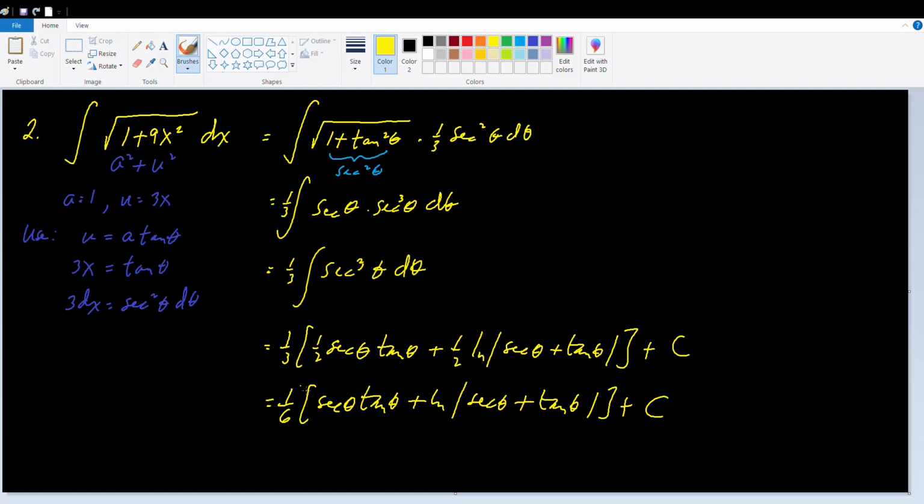So to return it back to its original variable, from our substitution earlier, 3x equal to tangent theta, where tangent theta is 3x all over 1, using the definition of tangent, that is opposite over adjacent. So as done earlier, we construct a right triangle where the acute angle is theta, opposite side is 3x, and the adjacent side is 1. By Pythagorean theorem, the hypotenuse will be the square root of 1 squared plus 3x quantity squared, or just the square root of 1 plus 9x squared.